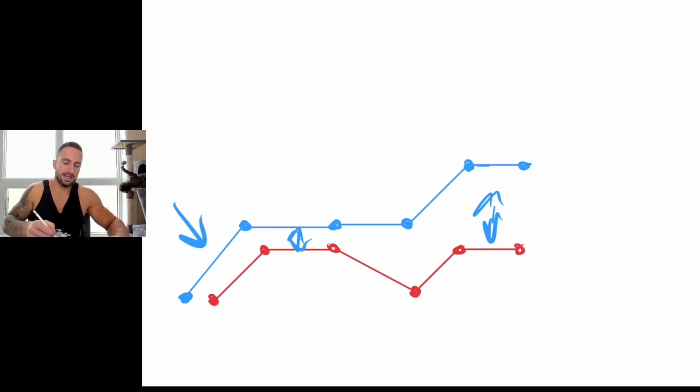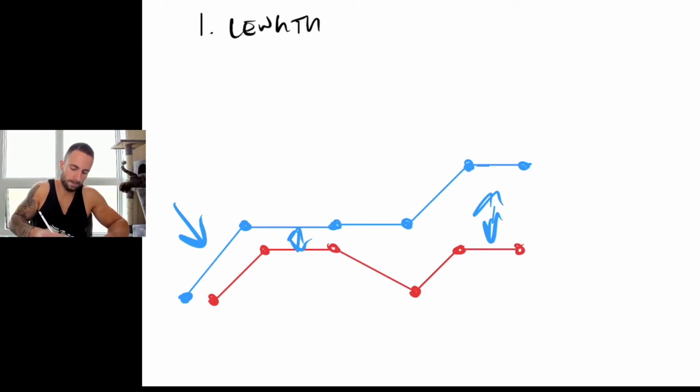So there's 3 things that we're going to be looking at here, okay? So number 1 is the length of time you spend gaining muscle. Number 2 is rate of gain.